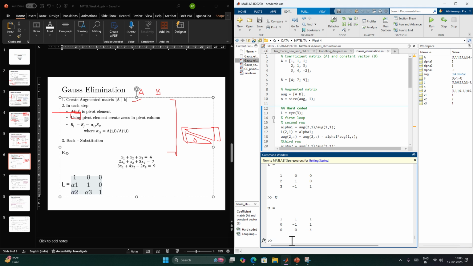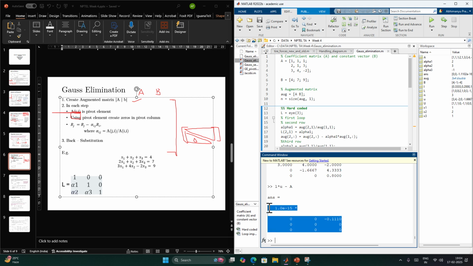If I multiply these two, I get back my original A matrix, 1 1 1, 2 1 3, 3 minus 4 2, which I can see. Yes, I am getting a 0 matrix. Now if I use the inbuilt command, this is also correct. If I multiply, I'm still getting a 0. For practical reasons, this is close to 0, 10 to the power minus 15.